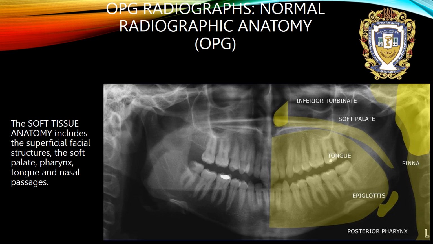The soft tissue anatomy includes the superficial facial structures, the soft palate, pharynx, tongue, and nasal passages. They are visible: pinna, soft palate on right and left halves, inferior turbinate, epiglottis. What is this, doctors? You are right. It is the hyoid bone.